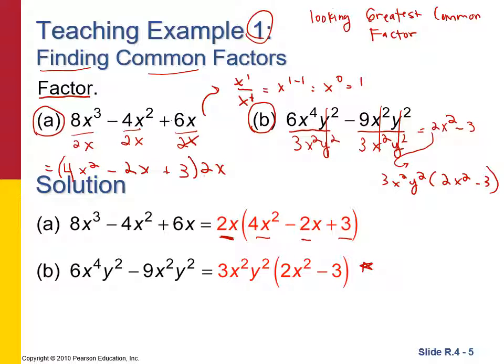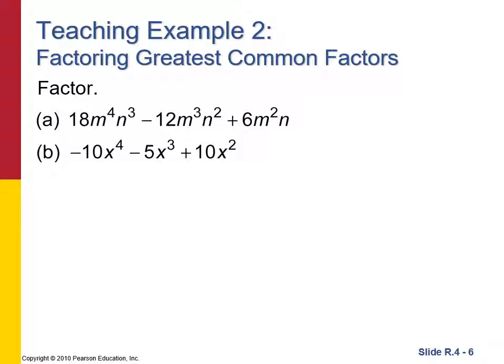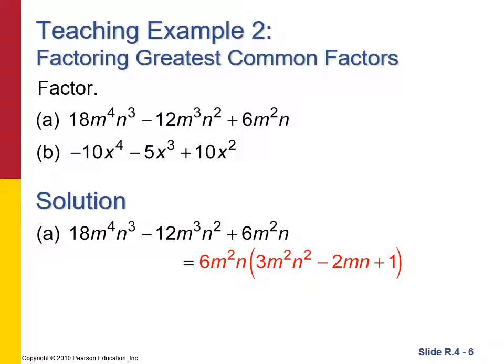So again, you're looking for the greatest common factor. All right, factoring, again, greatest common factor, another example. But for the sake of time and so that we get through all of these, I'm just going to show you the answers here. Notice they pulled out a 6m squared n. And so if you look, I'm just going to show over here 6m squared n.